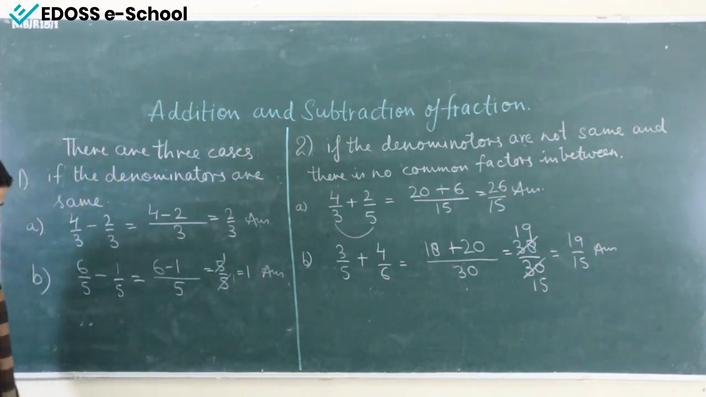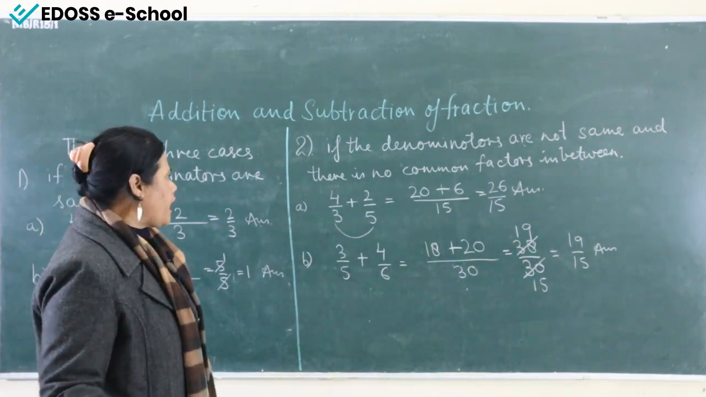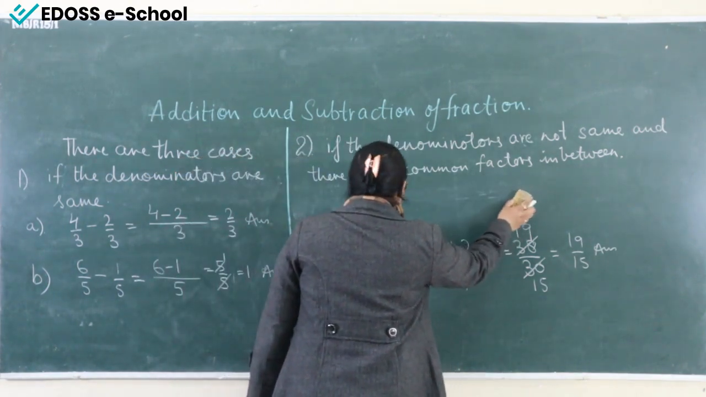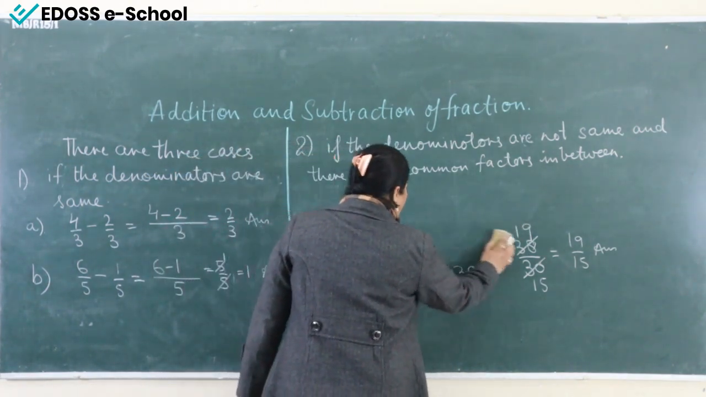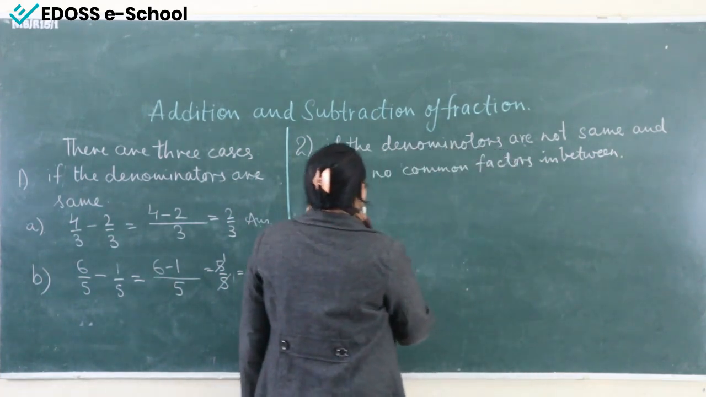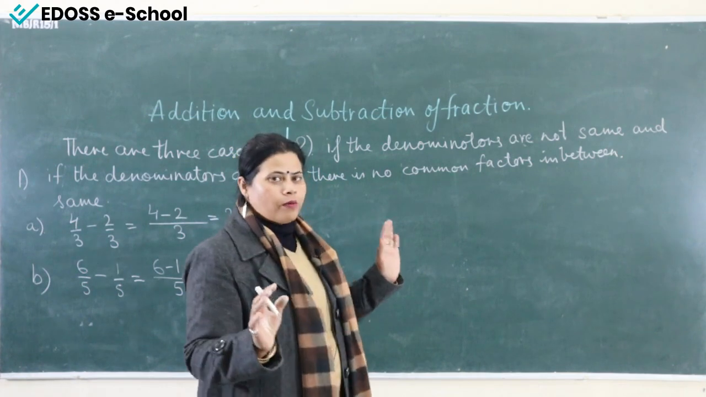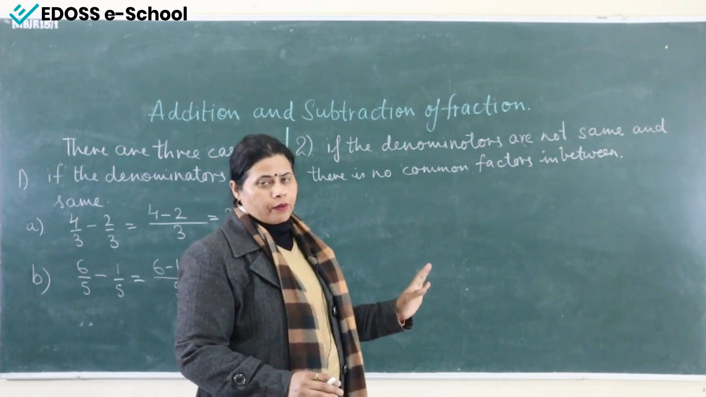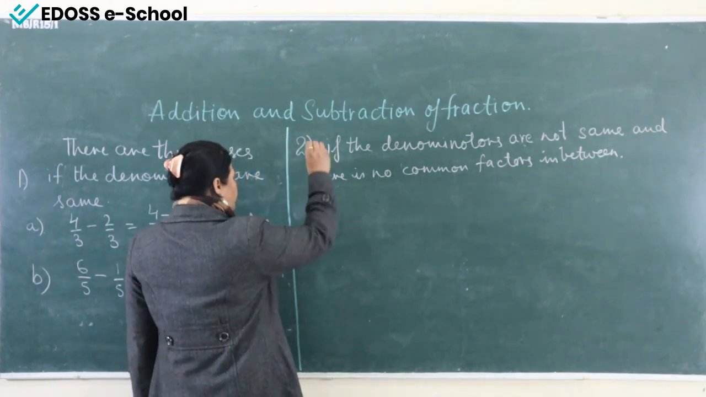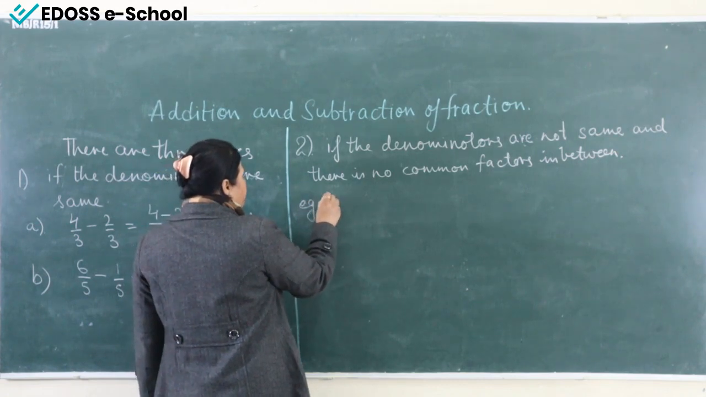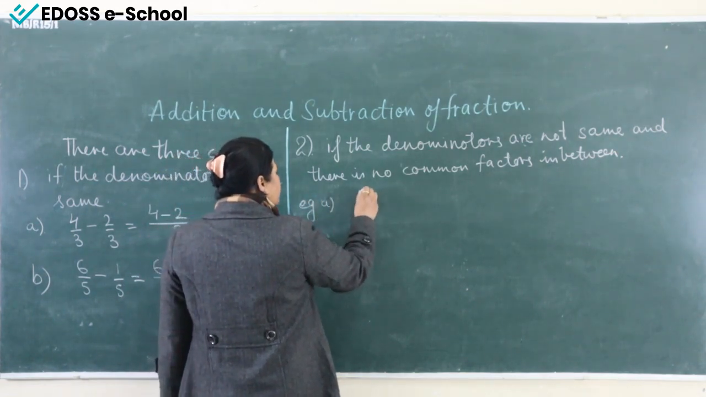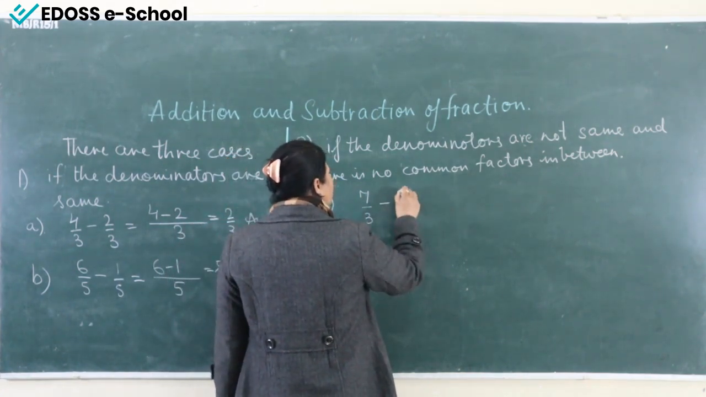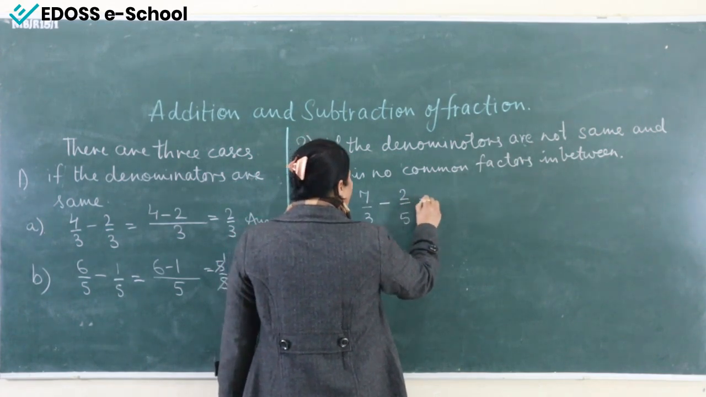Now come to my second case. In the second case, again what is that? There is again a simple question. If I take this example in the subtraction part, so what you will do here? If the denominators are not same and there is no common factor in between, so what you will do? See, understand with the help of an example. So my example is 7 upon 3 minus 2 upon 5, right?